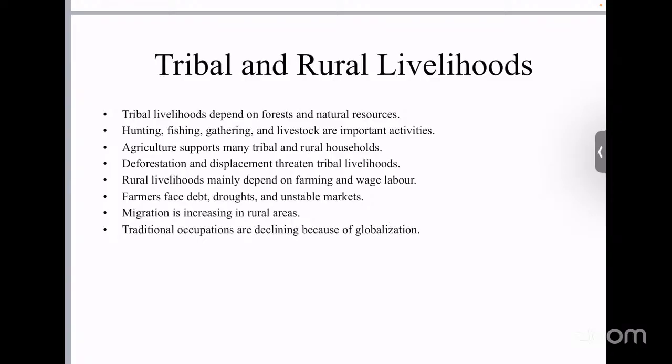Traditional rural occupations have also weakened because of globalization and changing consumer lifestyles. So the potters, weavers, carpenters, blacksmiths, cobblers, barbers, washermen, and other artisans earlier played central roles in village economies. But the factory-made products being made now, and the modern service systems, have reduced the demand for traditional occupations.